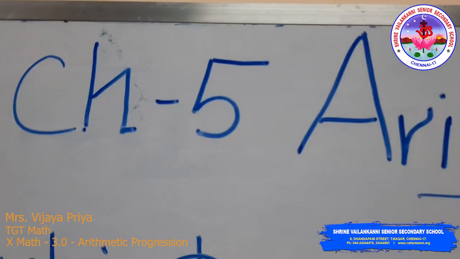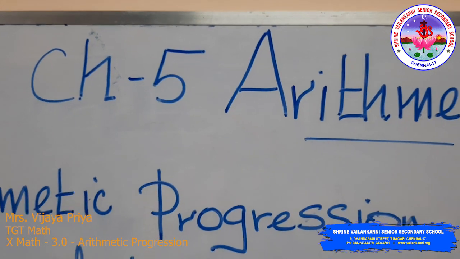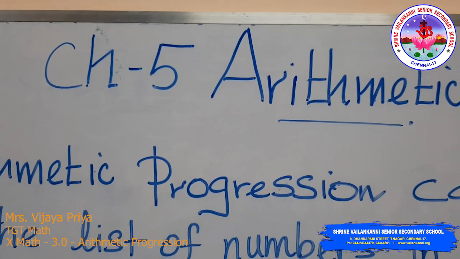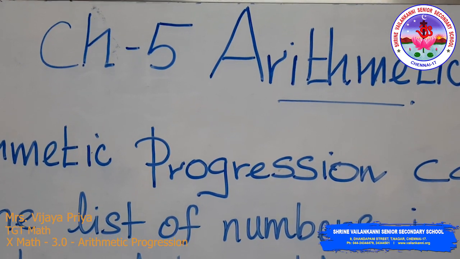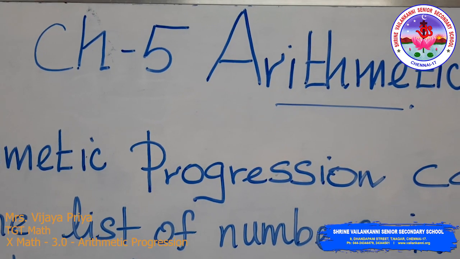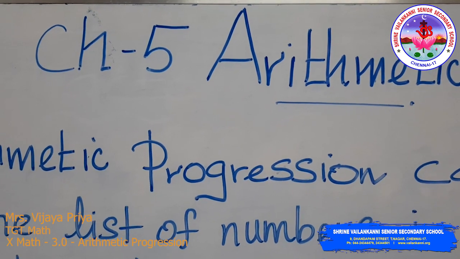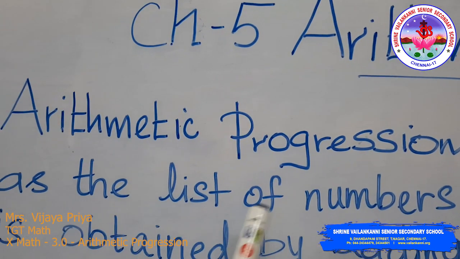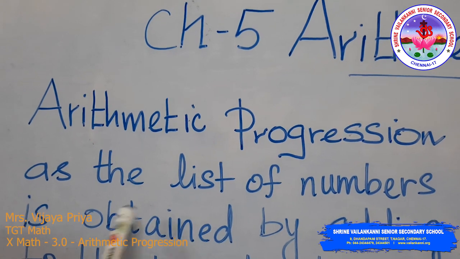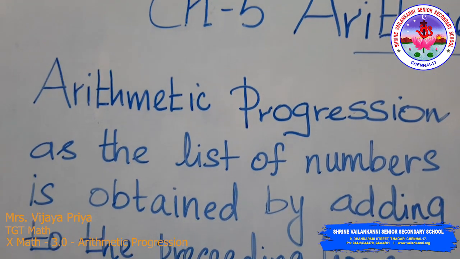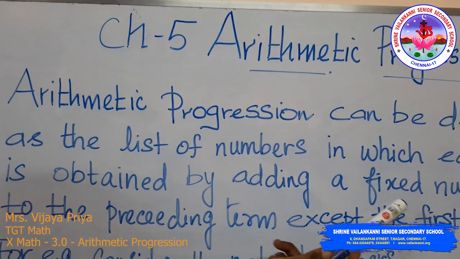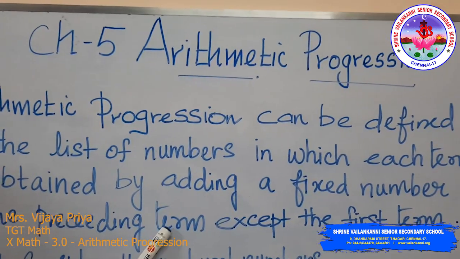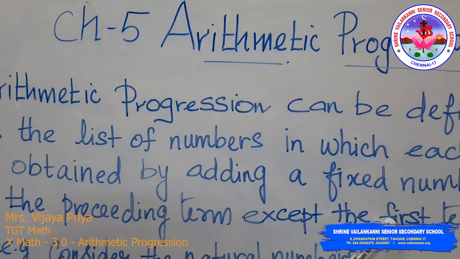Students, today we are going to see Chapter 5, Arithmetic Progression. We are going to see the basic concepts in arithmetic progression. First we will see the definition. Arithmetic progression can be defined as a list of numbers in which each term is obtained by adding a fixed number to the preceding term, except the first term.